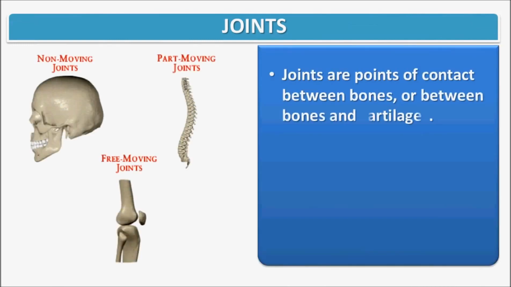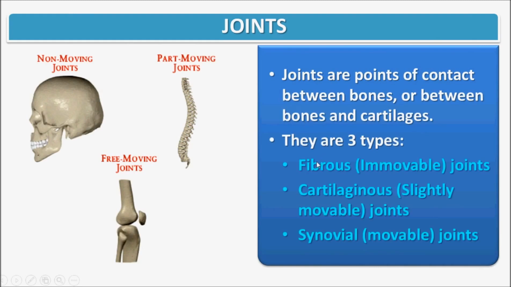So, the joints may be classified functionally based upon how much movement they allow. They are of three types. Which are those? First is your fibrous. Fibrous are the immovable joints. Then comes the cartilaginous. They are slightly movable. And then comes the synovial joints. That means they are freely moving joints.